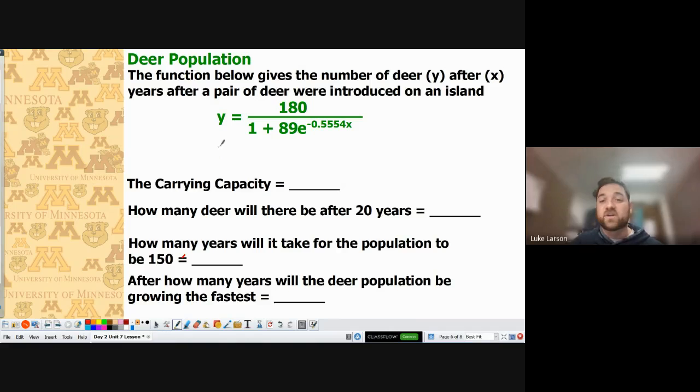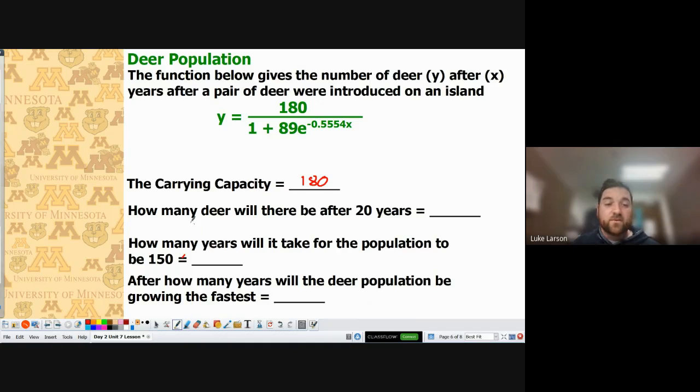They're easier to find, right? So it's going to level off at some point. And what's the carrying capacity? It's always that top number in the function, which is 180. So right now I know the carrying capacity. The most deer that can live on this island is 180. That's when the population is going to level off.